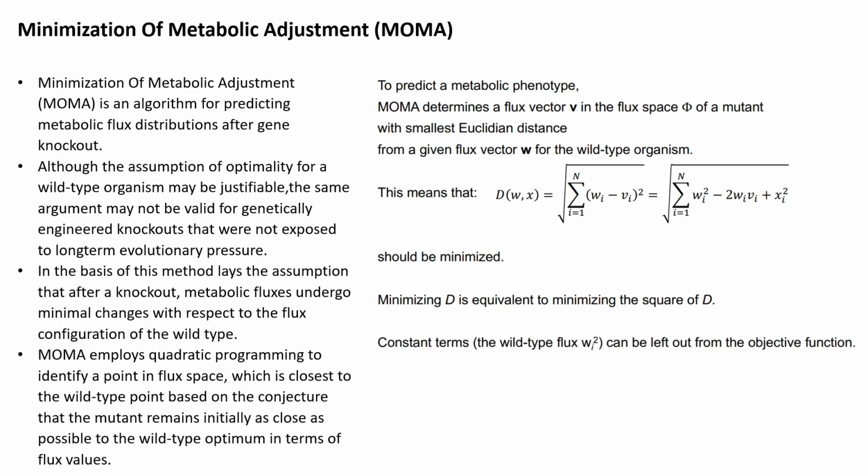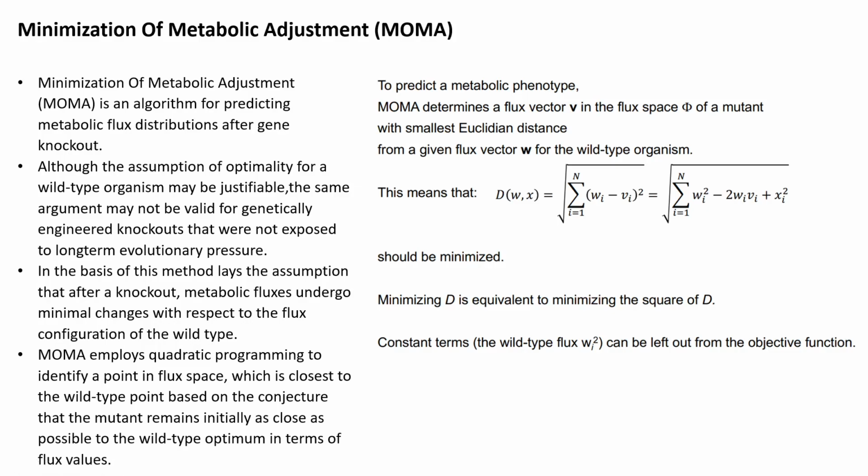But one point that I want to highlight here: the assumption of optimality for a wild type organism may be justifiable, and the same argument may not be valid for genetically engineered knockouts that were not exposed to long-term evolutionary pressure. This term is very important: that were not exposed to long-term evolutionary pressure.